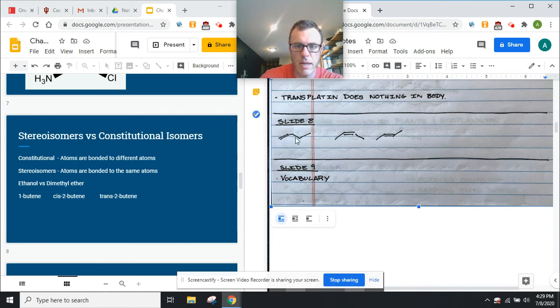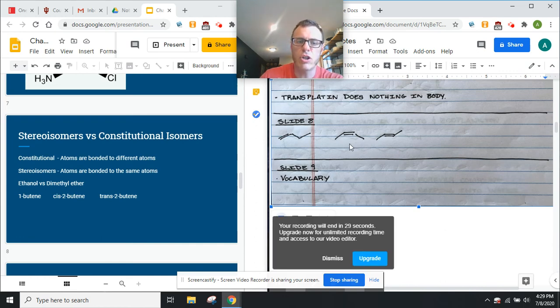Here we have a double bond and then single-single, all right? This is 1-butene. Cis-2-butene and trans-2-butene, these are going to be stereoisomers because in this case, both the CH3 groups are on the same side, whereas in the trans one, the CH3 groups are on opposite sides.